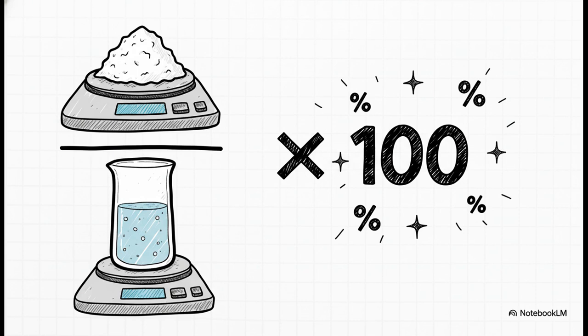Now, one of the most common ways to calculate concentration is called mass by mass percentage. The name might sound a little complex, but the idea is actually very simple. It's just a way to compare the mass of the solute to the total mass of the whole solution. The formula is right here. You take the mass of the solute, you divide it by the total mass of the solution, and then you just multiply by 100 to get a percentage.